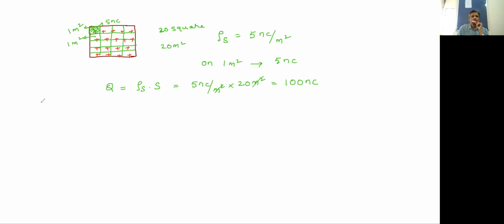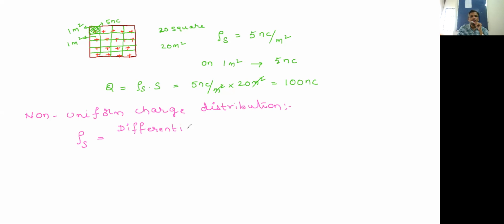But as I said, in most of the cases, we will get non-uniform charge distribution. For this non-uniform charge distribution, how do we define this charge density, rho s? It is always equal to the ratio of differential charge to the differential surface.